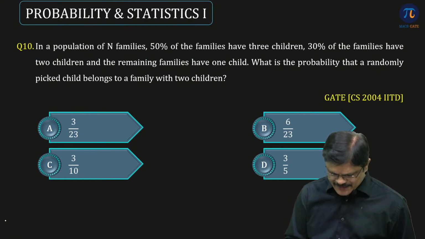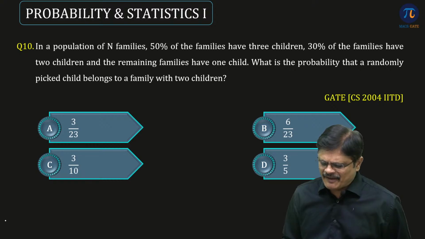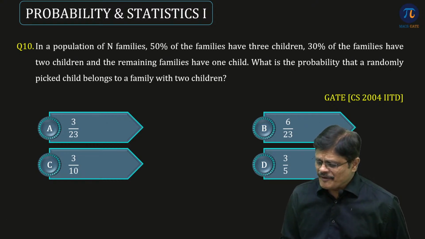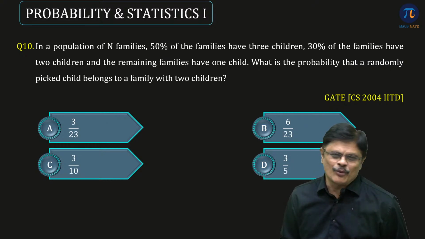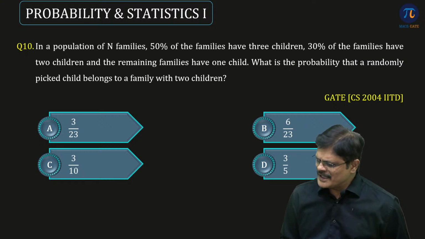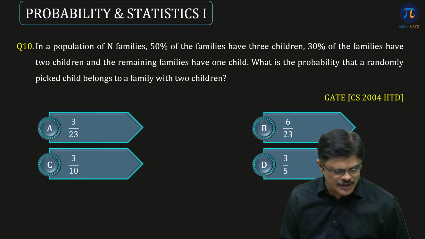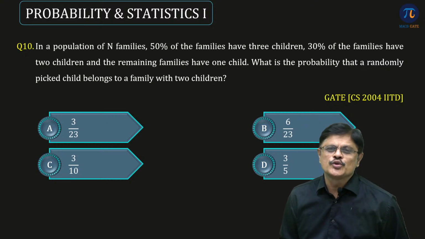This was the question which I gave. In a population of n families, 50% of families are having 3 children, 30% of families are having 2 children, and the remaining families have 1 child. What is the probability that a randomly picked child belongs to a family of 2 children?